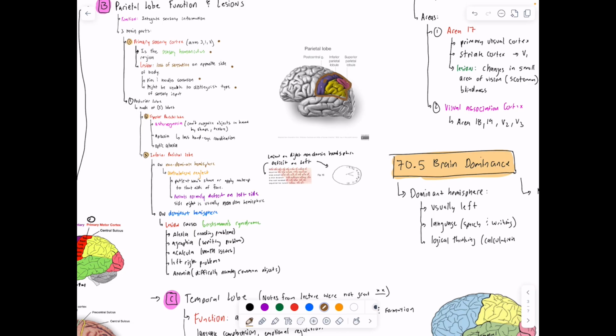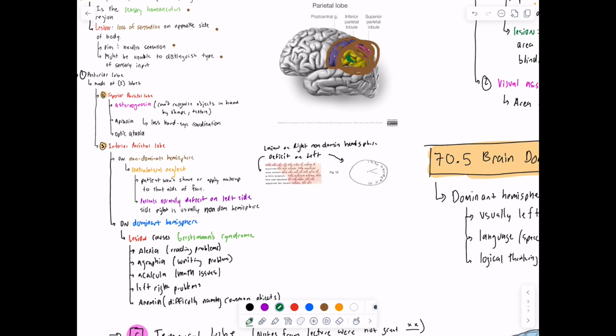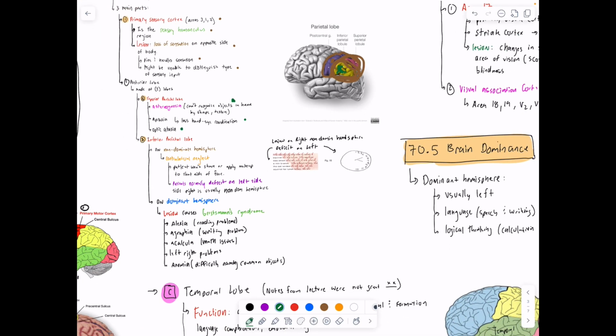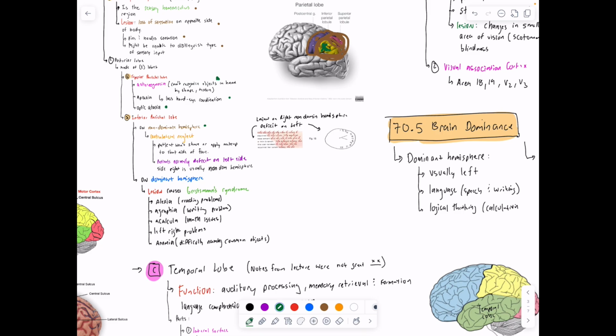Then behind that, we have the posterior parietal lobe, and it is made up of two lobes itself. You have the superior parietal lobe, and then you have the inferior parietal lobe. If you damage the superior parietal lobe, you get astereognosis, which is if you were to grasp an object in your hand, you couldn't recognize it based on the shape and the texture. Also loss of hand-eye coordination, optic ataxia. Then you have the inferior parietal lobe right here, and if you have damage to that on the non-dominant hemisphere, you're going to have contralateral neglect. So what does that mean? You won't shave or apply makeup to the side of your face that is opposite to the lesion side.